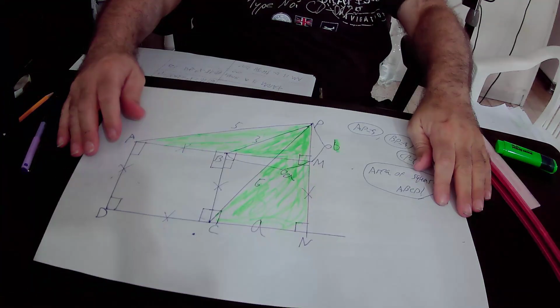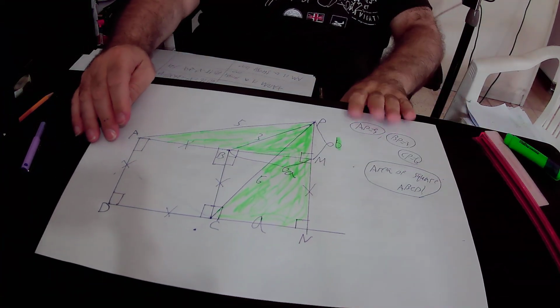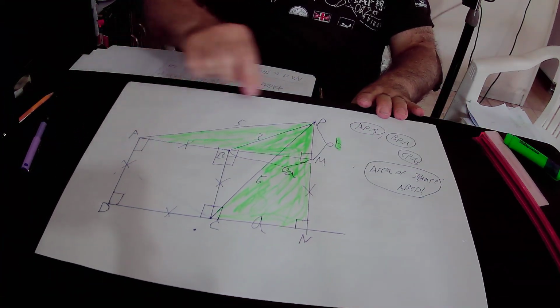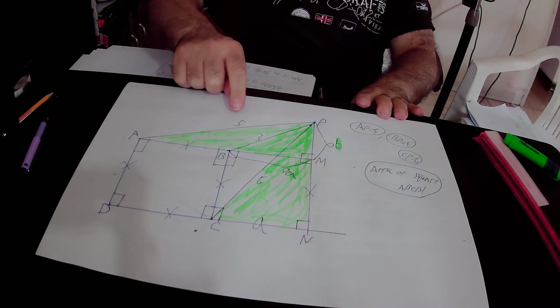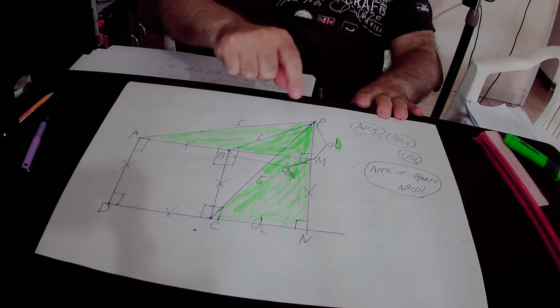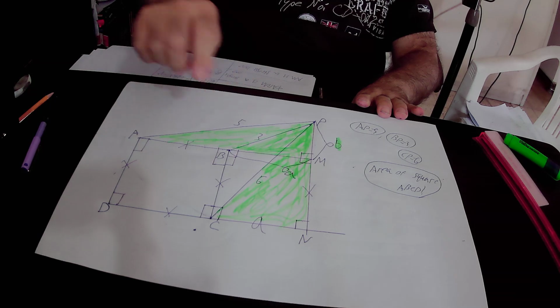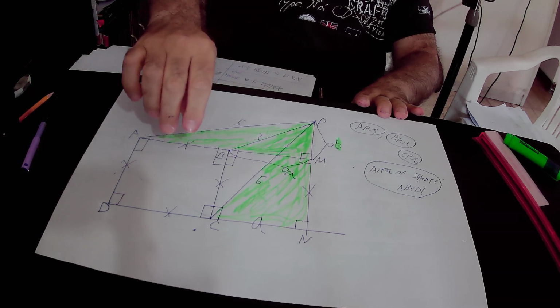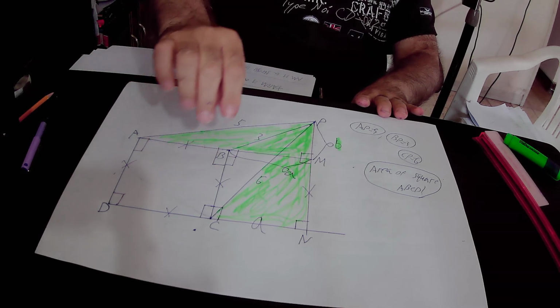In the drawing we have square ABCD. We know that line segment AP equals 5 units, line segment BP equals 3 units, line segment BC equals 6 units, and our mission is to find the area of this square ABCD.